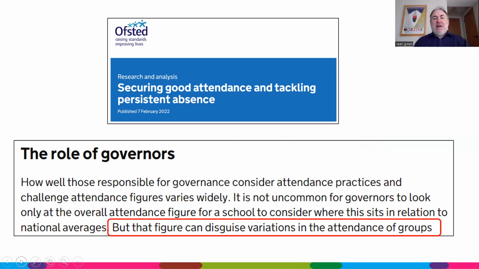But you'll see they put in their securing good attendance report about figures being used. So an overall figure could effectively disguise variations in the attendance of groups. So you could have as a school what you think is a fairly acceptable overall attendance figure, and I'm sure it is, but sitting beneath that could be significant differences from year group to year group or from different types of FSM6 status or SEND status.